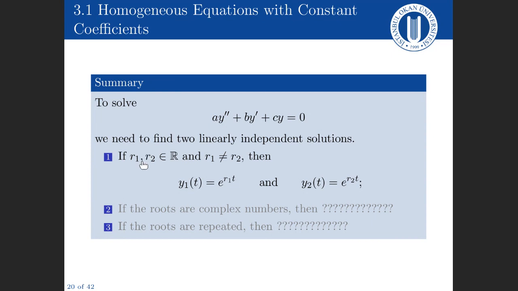If the roots of the characteristic equation are both real numbers and they're different numbers, then our two solutions are e to the power r1t and e to the power r2t. And then the general solution to the differential equation is a linear combination of these two functions: a constant c1 times the first function, e to the power r1t, plus a constant c2 times the second function, e to the power r2t.